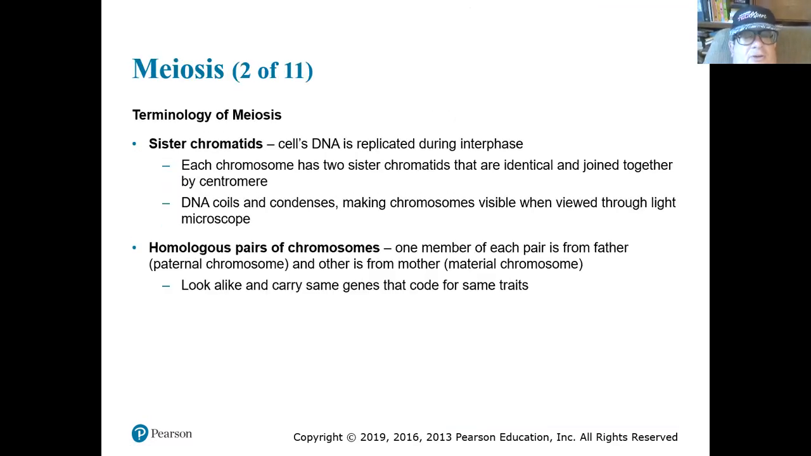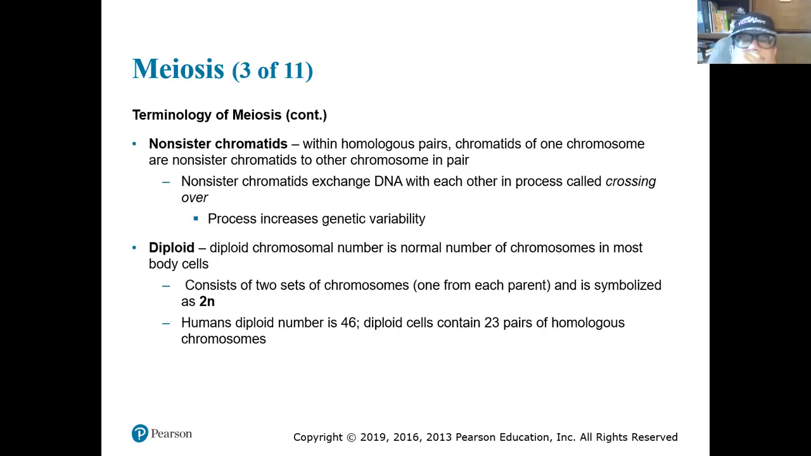Let's go back to crossing over. All right, so the non-sister chromatids can exchange DNA with each other in a process called crossing over. This happens whenever the doubled chromosomes are lined up in tetrads.